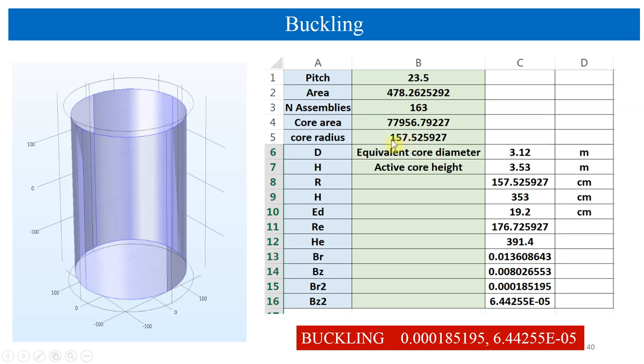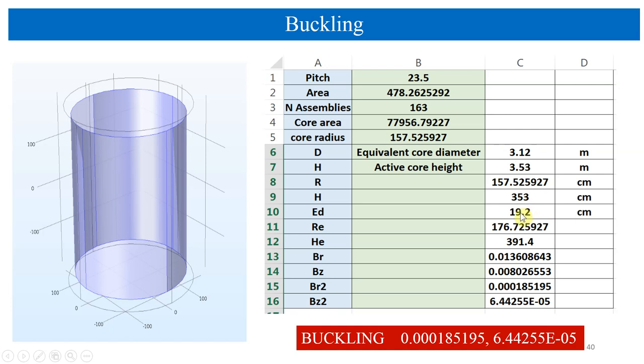From this total area of the core, I can find the equivalent radius for the cylinder by conserving the area. From this equivalent radius, I can find the equivalent diameter of the core, 3.12. This 3.12 meter is the equivalent diameter for this cylinder, and the active core height is 3.53, which is the length of the active portion of the fuel, the fuel rod which contains the fuel, 3.53 meter. Now I have the equivalent diameter, radius, and equivalent height.